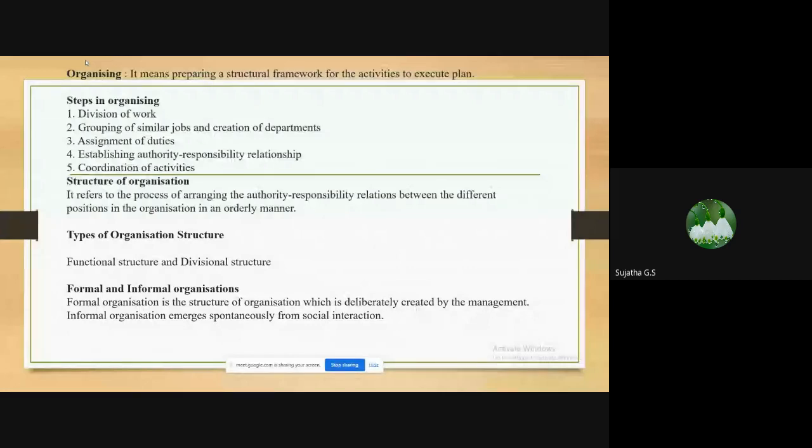F.W. Taylor introduced the idea of functional structure, dividing the jobs of an organization into various departments on the basis of speciality of their function is known as functional structure. Form of functional structure like manager, production manager, finance manager.